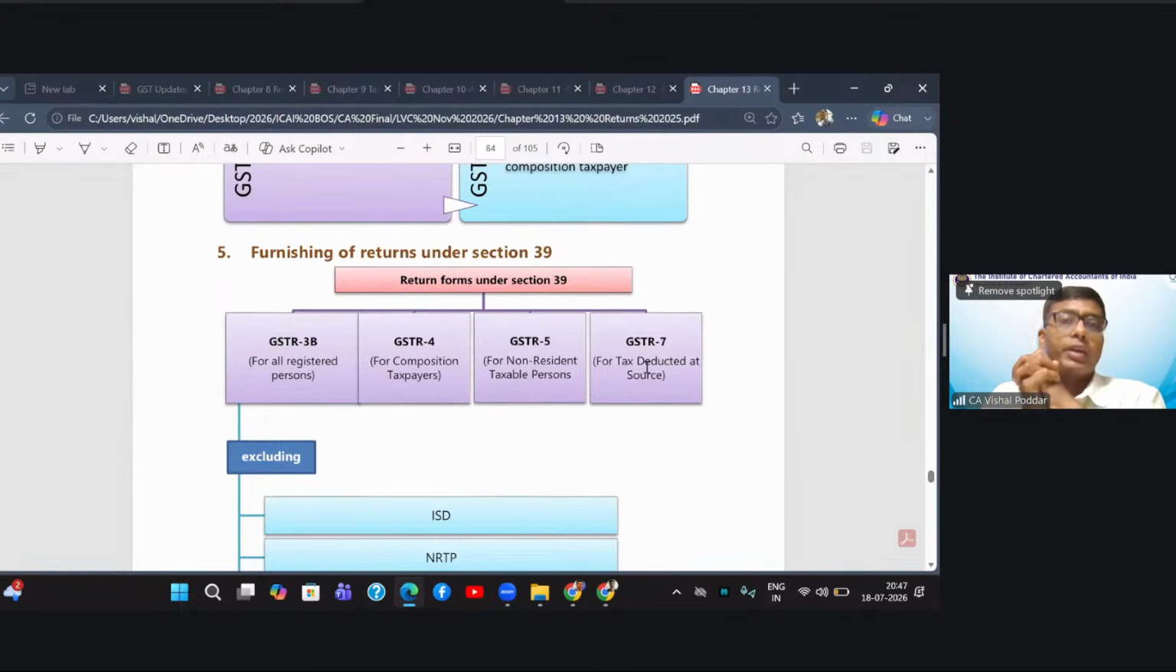TCS is reported in 8. Plus ISD is reported in 6. So these are the forms for showing the tax liability, the final liability of every person.